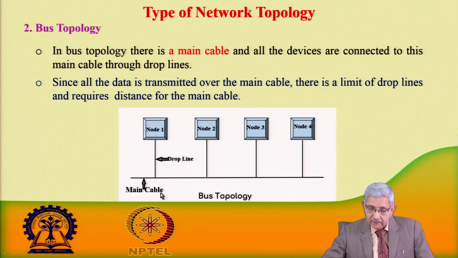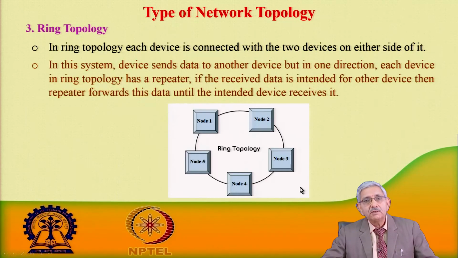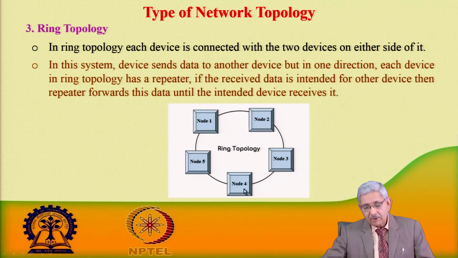So, here all the data is transmitted over the main cable. There is a limit on drop lines, and the main cable requires a distance, as well as the length will depend upon how many nodes are being used in this topology.